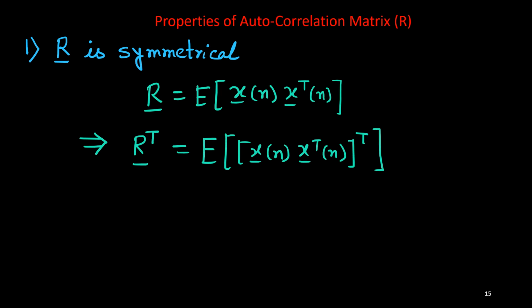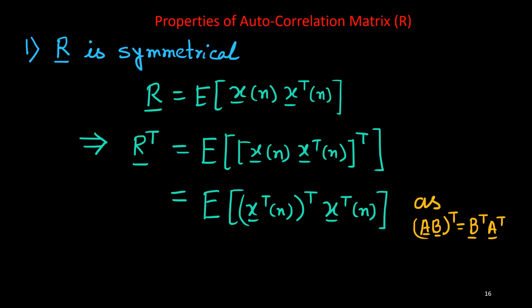Now, if I take the transpose of this R, so R transpose, the expect operator E is only a linear operator and sits outside, so we take the transpose of the inside. We know that AB whole transpose we can write as B transpose times A transpose. So this property we will use.